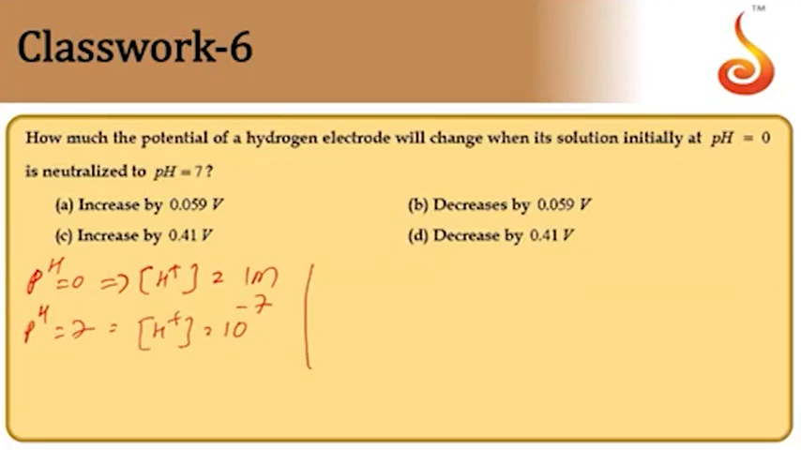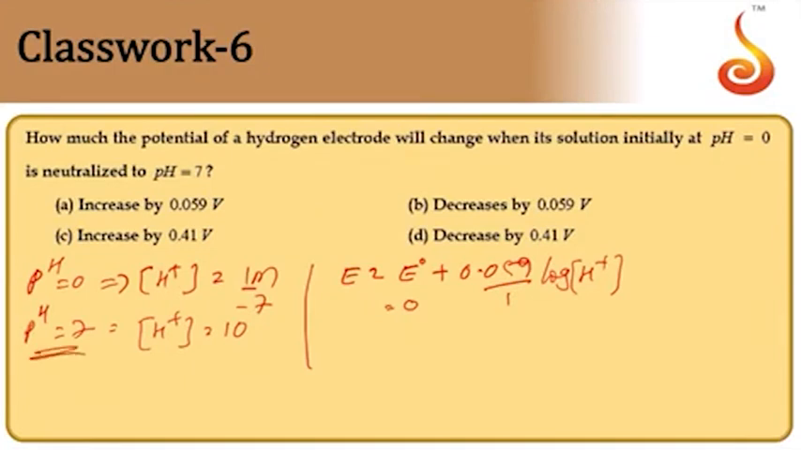Now for pH 0, applying Nernst equation, E is equal to E naught plus 0.059 by 1 into log of H plus. Now H plus is 1. When you apply, log 1 is 0. Everything becomes 0. Therefore this value is equal to 0.